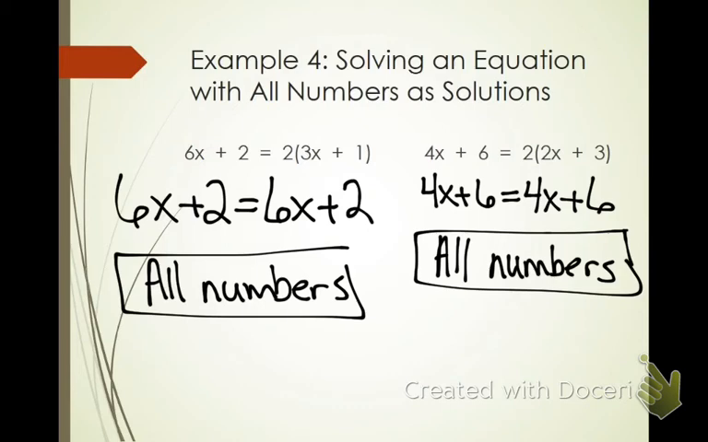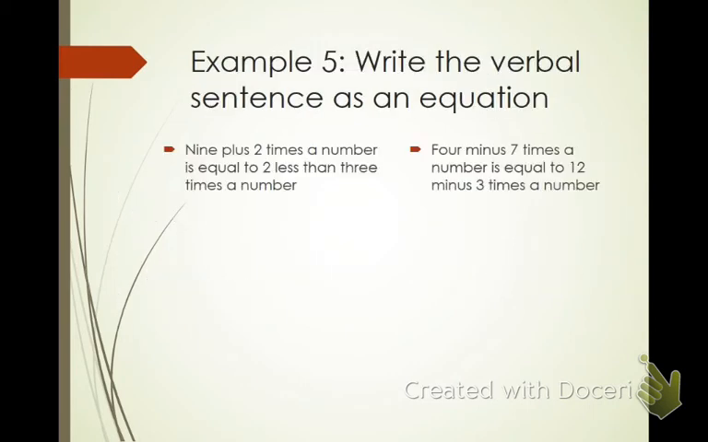There is not one specific number. And guys, I'm going to say it again. This is very rare and few and far between. This very rarely would happen. But you may see one on your homework. You may see at least one of this type of problem on your quiz or test. So just be mindful. If you see the exact same expression on both sides, all numbers are solutions.